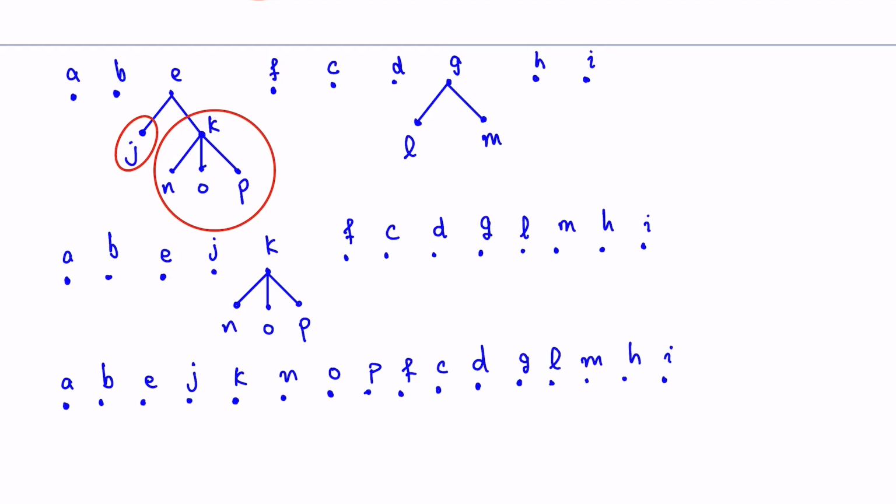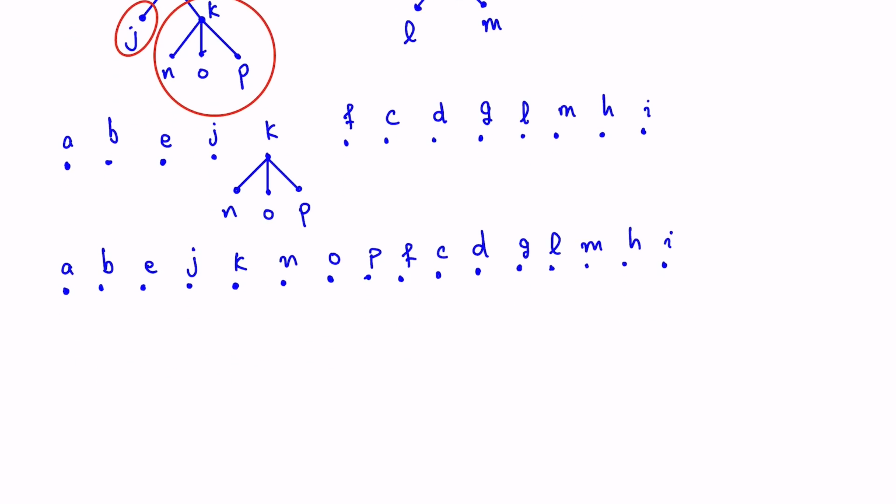So using the preorder traversal algorithm, you visit every vertex of the rooted tree exactly once, and this is the order in which we visit the vertices. You can present your final answer like this, or you can write them without the dot. That means for preorder traversal, the answer is A, B, E, J, K, N, O, P, F, C, D, G, L, M, H, I. That's going to be the result.